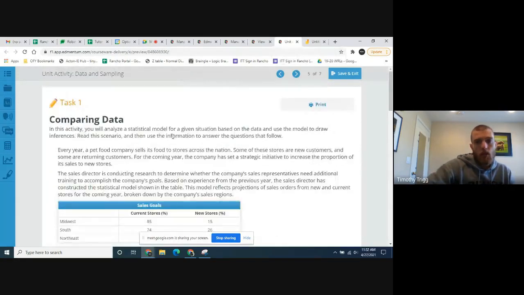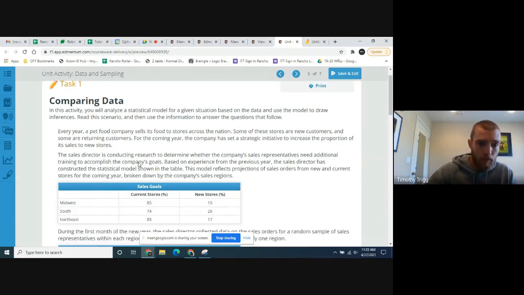So go ahead and go to page 5. It should look like this. It says comparing data. Every year, a pet company sells its food to stores across the nation. Some of these stores are new customers and some are returning customers. For the coming year, the company has set a strategic initiative to increase the proportion of sales to new stores.